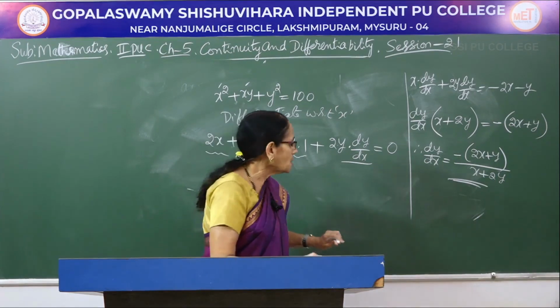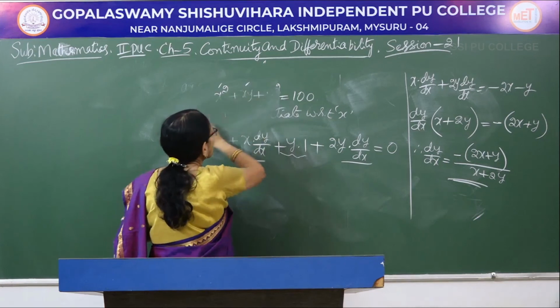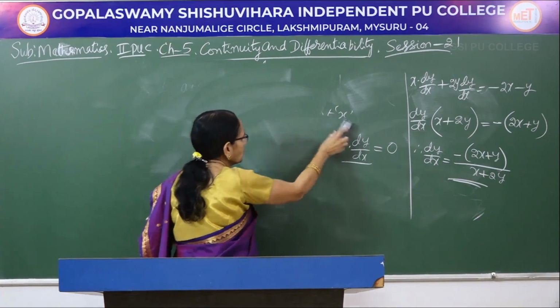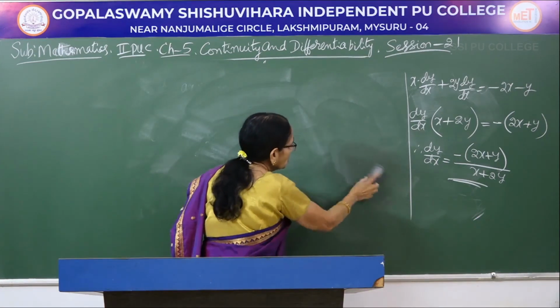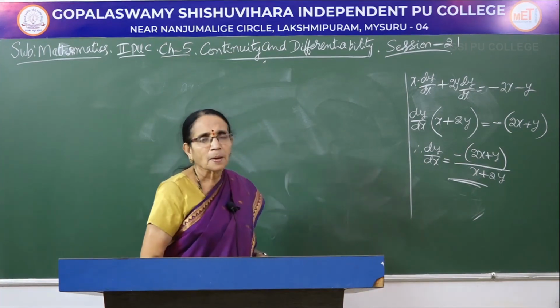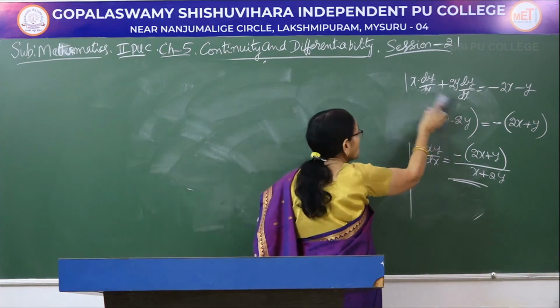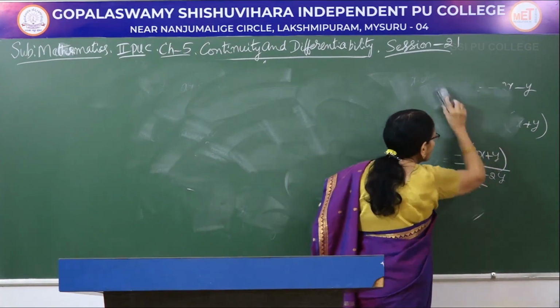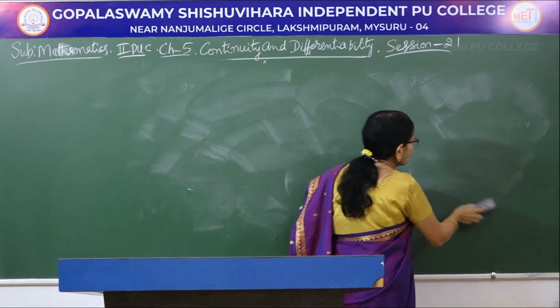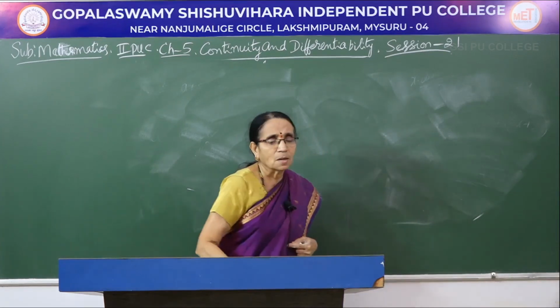So, whenever you come across an implicit function here, there may be any number of terms containing y as a factor, or there may be only one term also. Now differentiate each term. There may be any number of terms here.